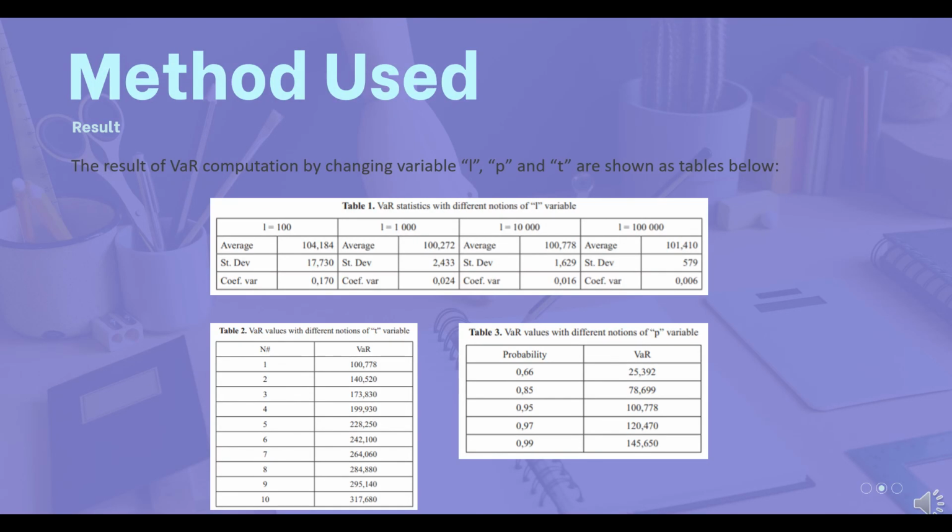From Table 1, it can be concluded that an increasing number of simulations results in decreasing standard deviations. Next, variable T is modified by taking the number of periods from 1 to 10. The result is shown in Table 2. Lastly, variable P is modified by taking the probabilities of 0.66, 0.85, 0.95, 0.97, and 0.99. The result of the value at risk is shown in Table 3.